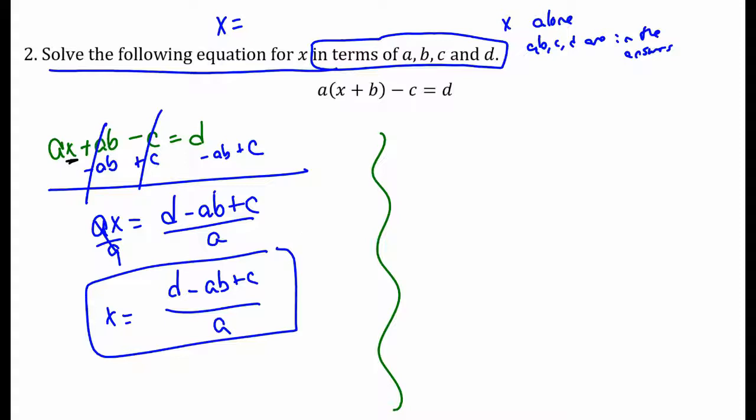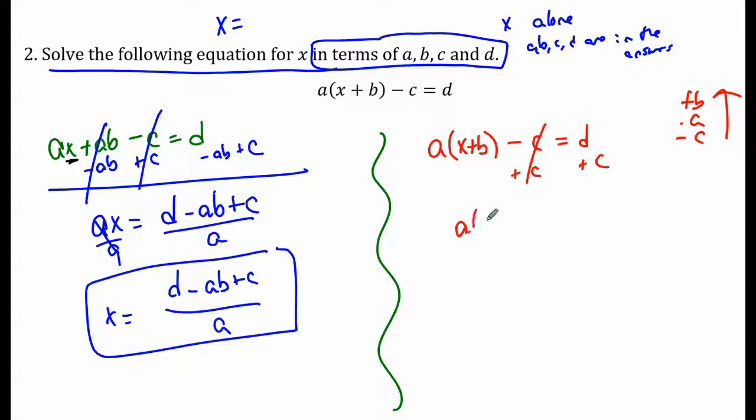What if you didn't distribute? Notice there's just one x, so you can just use inverse operations to get us where we want to go. Using inverse operations, I'm adding b, multiplying by a, and then subtracting c, so let's work backwards here. Let's add c to both sides. I get a times x plus b equals d plus c. Undo multiplying by dividing by a. I get x plus b equals d plus c all over a.